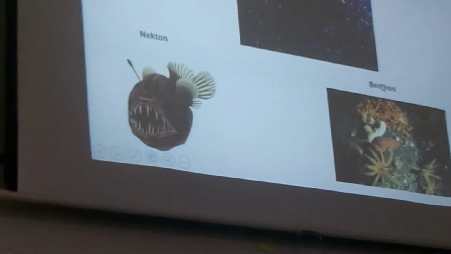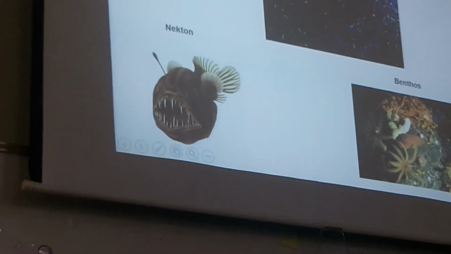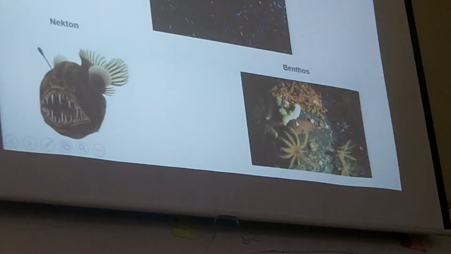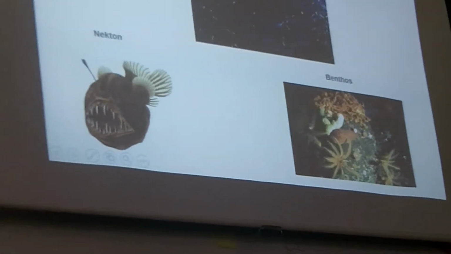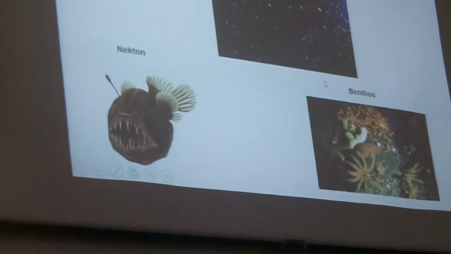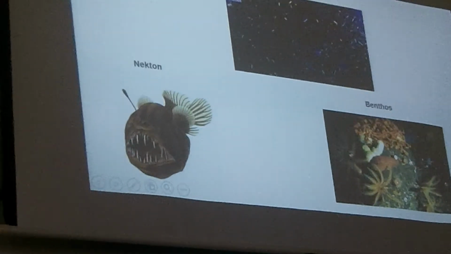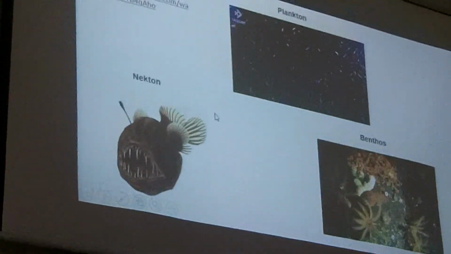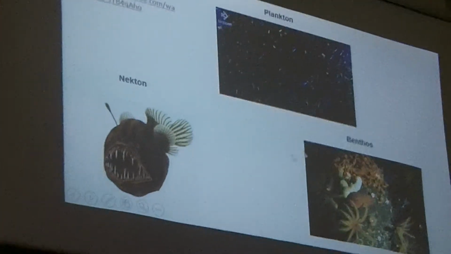Benthos means organisms that crawl along the bottom. This shows some mollusks and some starfish. There are worms crawling along the bottom of the ocean. So benthos means crawling along the bottom. Plankton means floating around with the current. And nekton means able to swim against the current wherever you want to go.